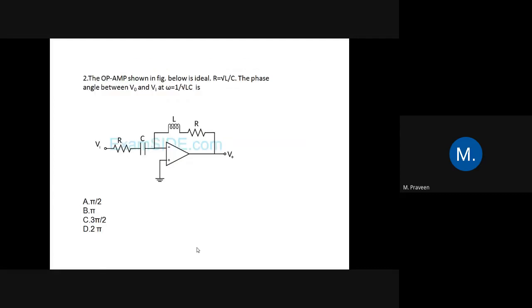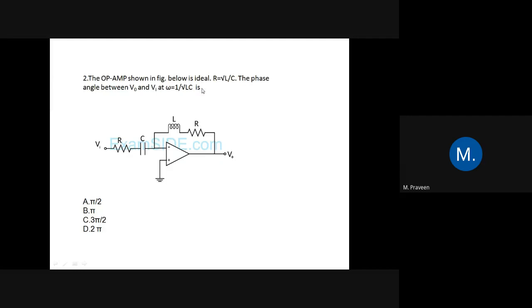Next, move on to the second question. This is a question which was asked in GATE 1987. The op-amp shown in the figure below is ideal. So here, if you see, the question mentions that the op-amp is ideal.